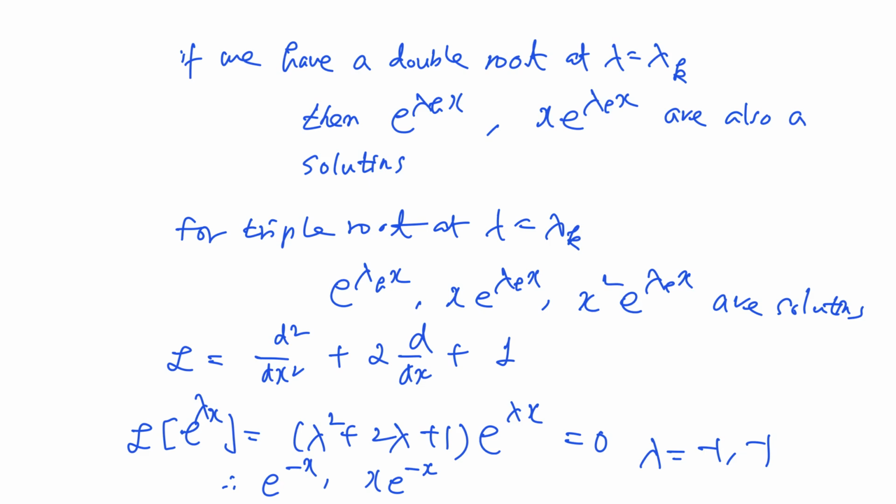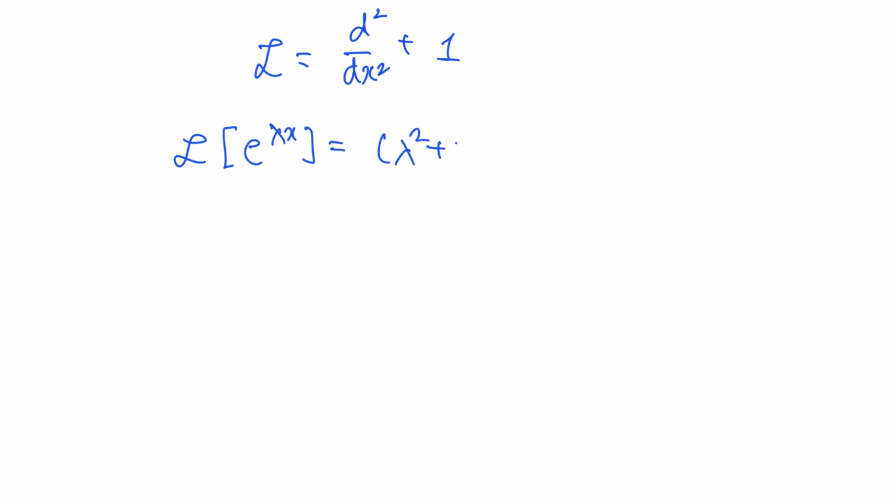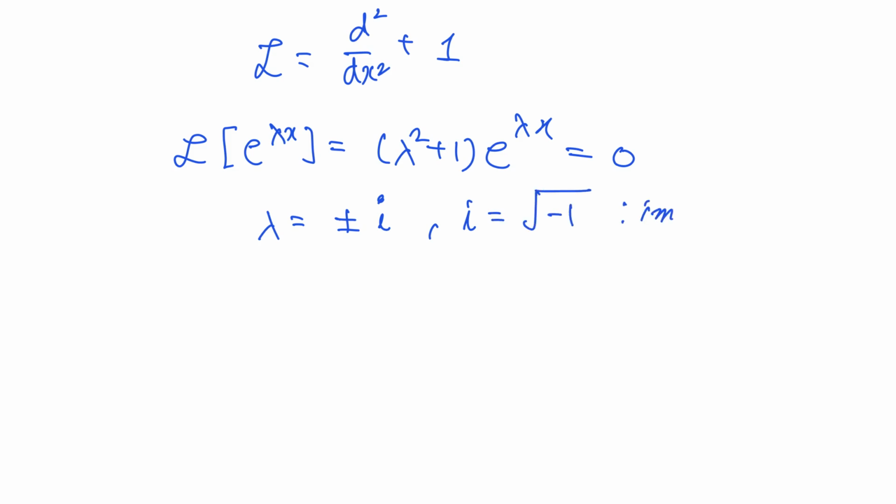How about something like this? L is d squared/dx squared plus 1. Then L of exponential lambda x is given by lambda squared plus 1 times exponential lambda x, which is equal to 0. So there is no real root, right? So lambda is given by plus minus i. So imaginary number i, square root of minus 1. It's an imaginary number.